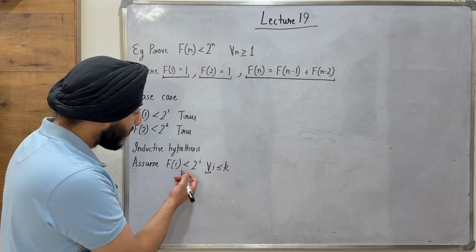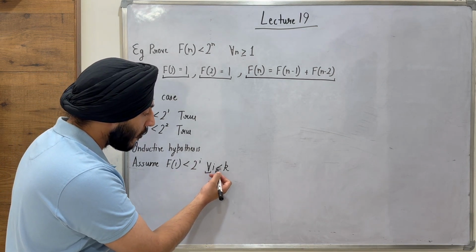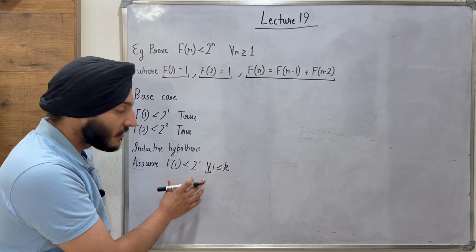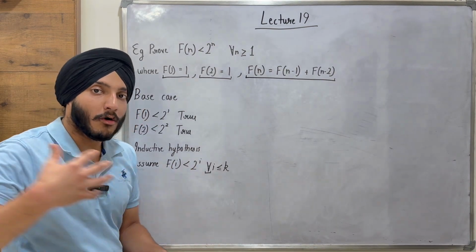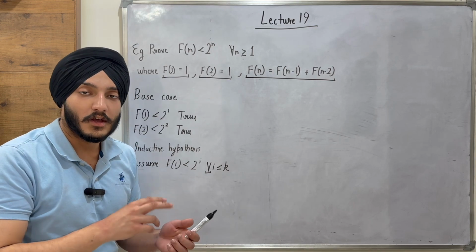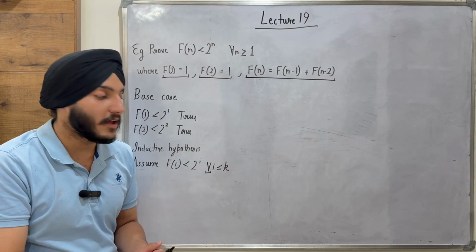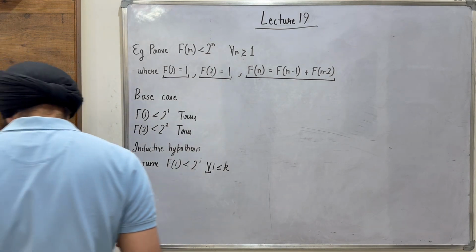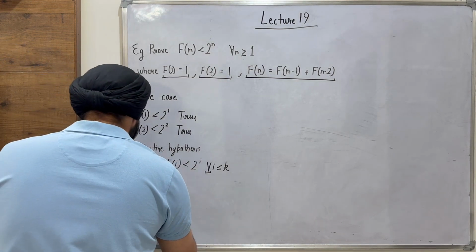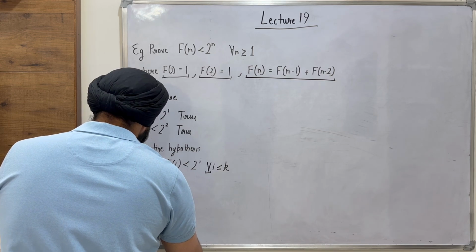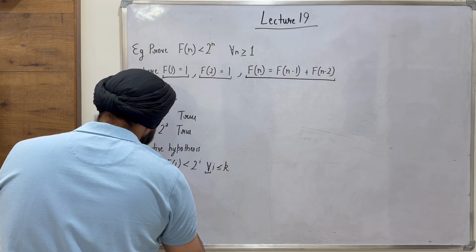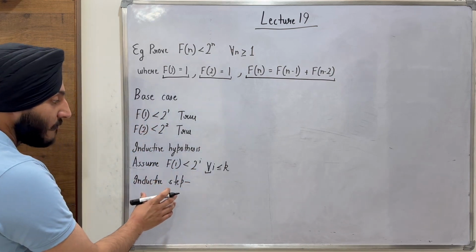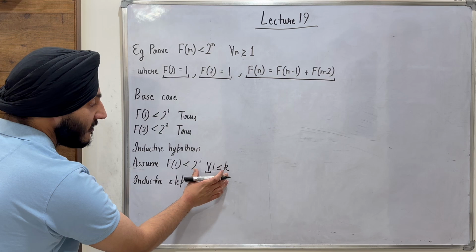So f of i is less than 2 to the power of i for all i less than or equal to k. This is the inductive hypothesis in strong induction. We assume that all the previous steps are true, instead of just f of k is true or P of k is true. Okay. Now let's move on to the next step, the inductive step. This is the step where you will understand exactly why we need this.